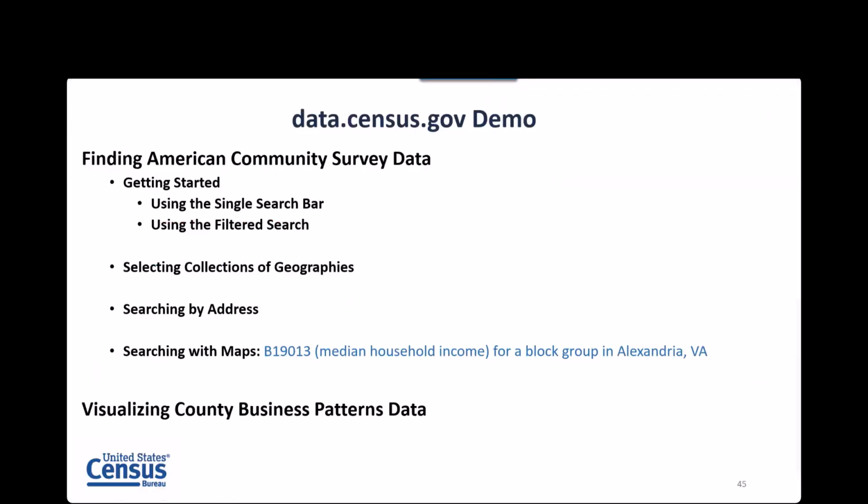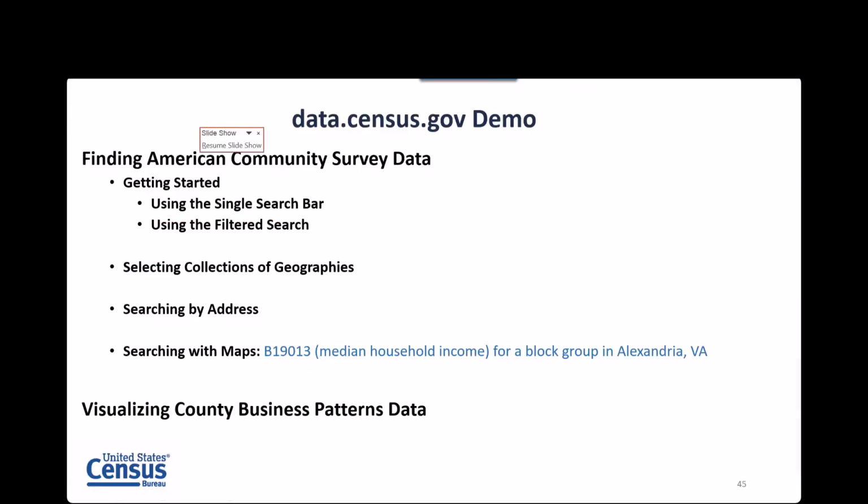The last ACS example I wanted to talk about is searching with maps. For this, we're going to look at table B19013. This is a median household income table, and we wanted to look at it for a block group in Alexandria, Virginia.